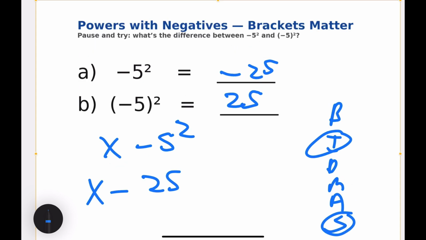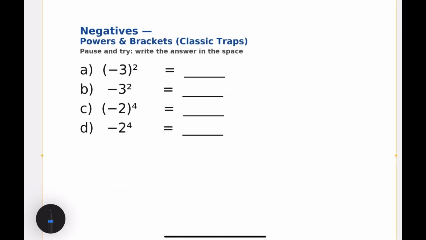So that's why it's so important when you're writing it on the calculator to have it with the brackets or without the brackets, depending on what it actually is. Okay, now have a go at these yourself, then come back to watch the solutions.